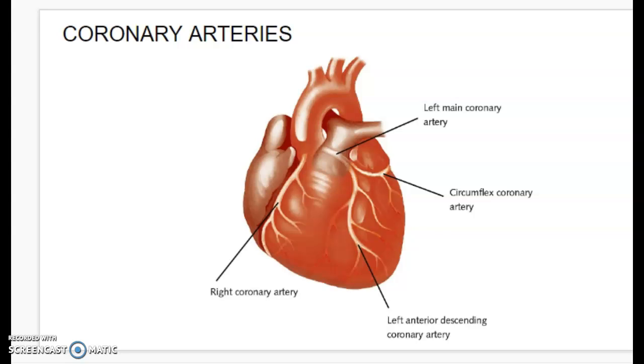When we talk about coronary arteries, these are the arteries that supply the heart with blood. So that's why you see those different arteries, and that's why your heart has to have these to continue pumping.